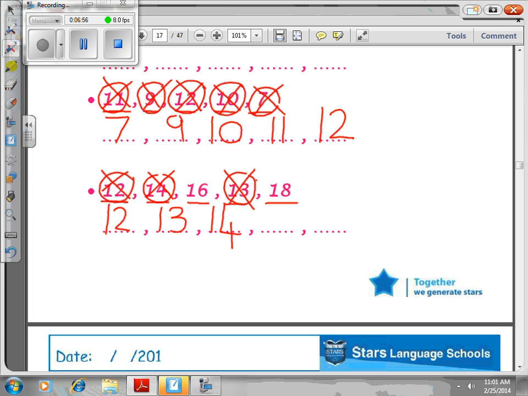I have two numbers left here, numbers 16 and 18. Which is smaller, 16 or 18? Yes, 16 is smaller. So I write down 16 and I cross 16. What is the missing number here? It's number 18, which is the biggest number. So I write down 18 and I cross 18.